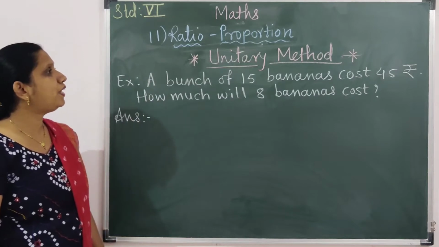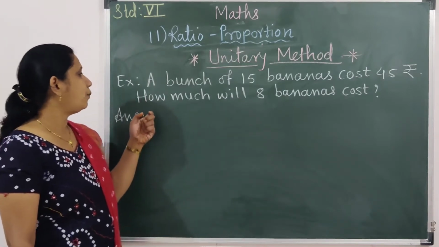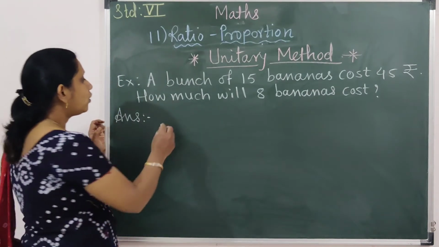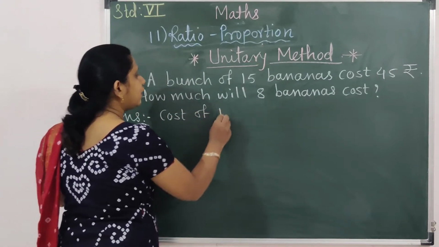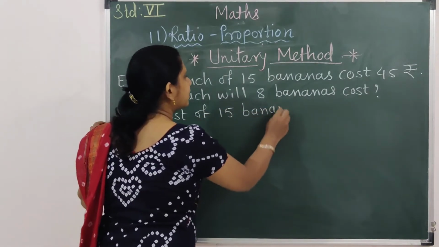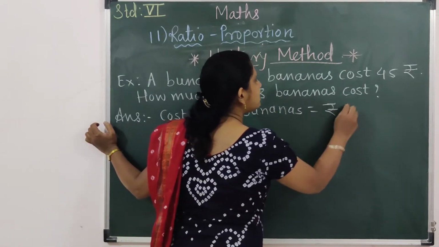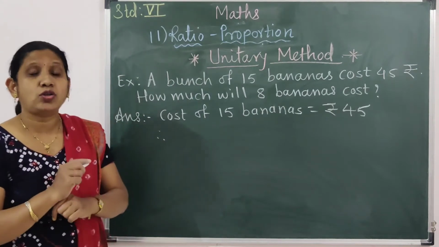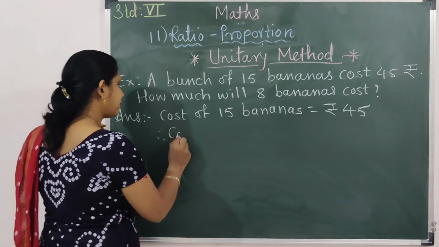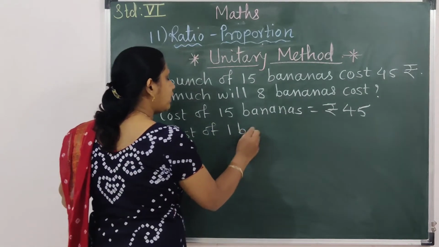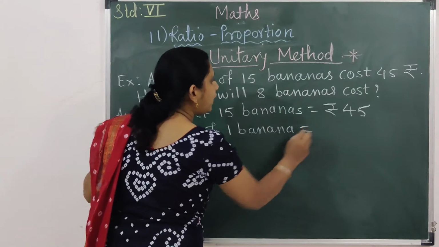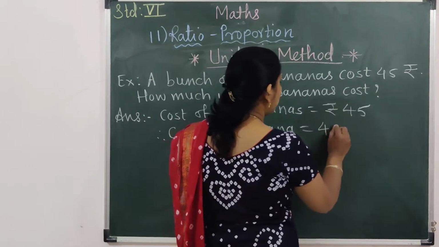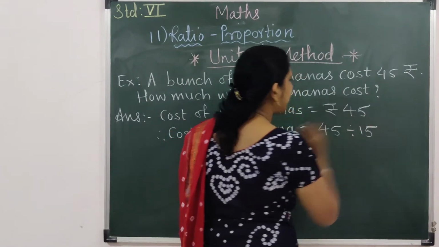A bunch of 15 bananas costs 45 rupees. How much will 8 bananas cost? So let us see. Cost of 15 bananas is equal to rupees 45. Therefore, to find out the cost of one banana, what do we have to do? We have to divide. It is equal to 45 divided by 15.